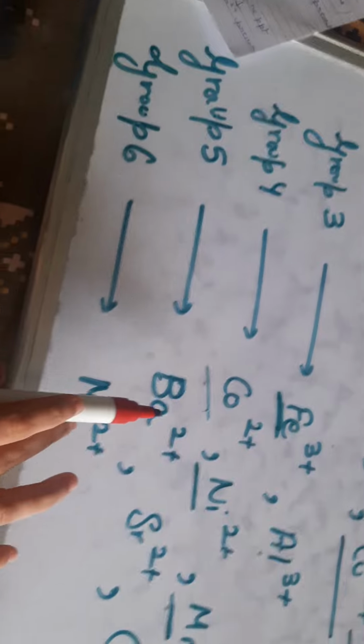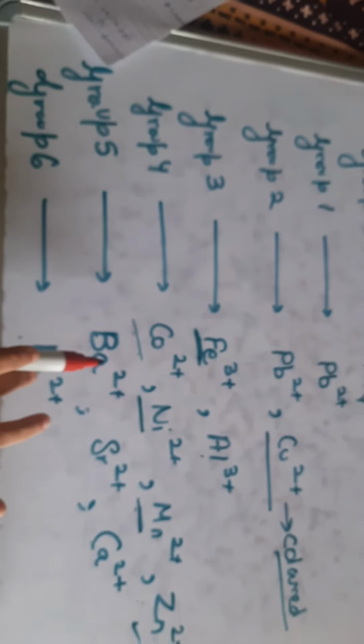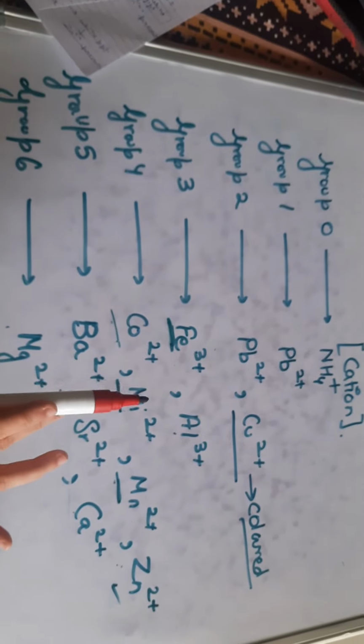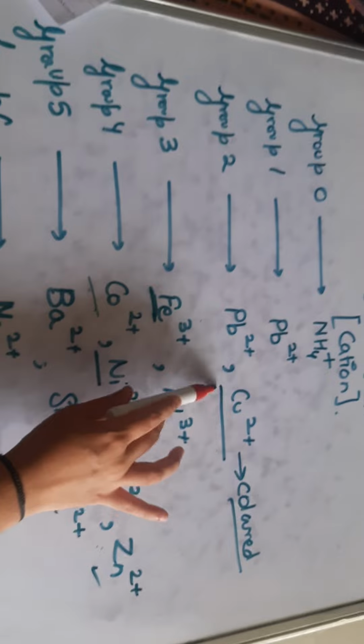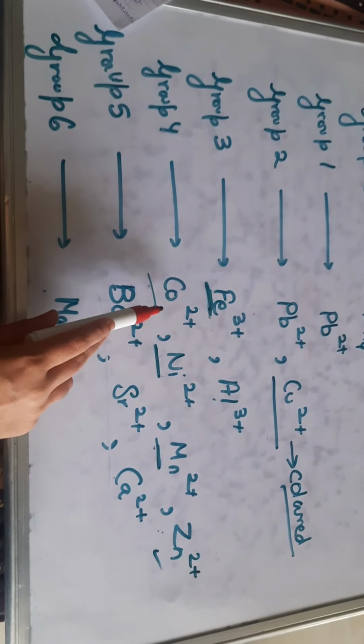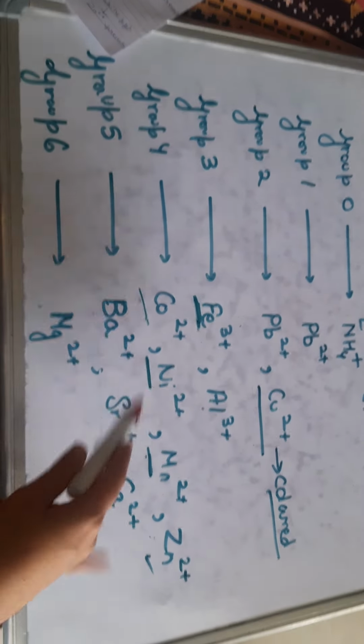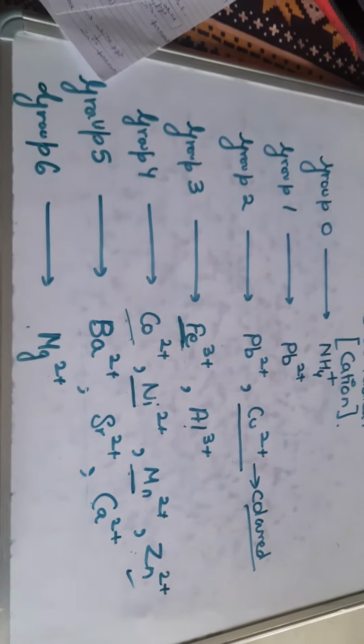Then group 5 contains barium, strontium and calcium. All three are there. Then we have group 6, which is magnesium. So the ones which we will not get are copper, iron, cobalt and nickel. The rest we will get. So yeah, these are the groups.